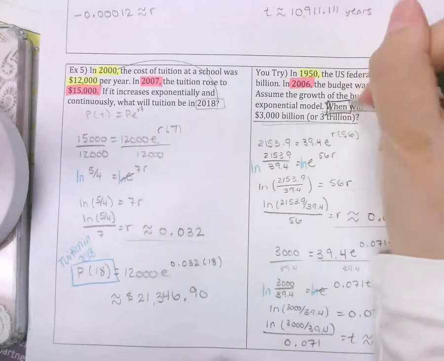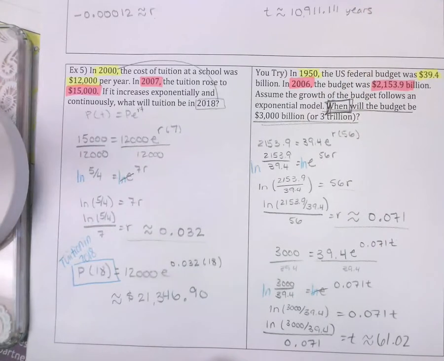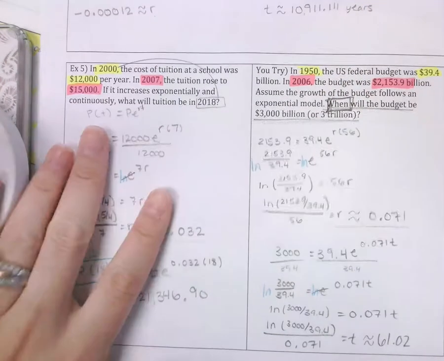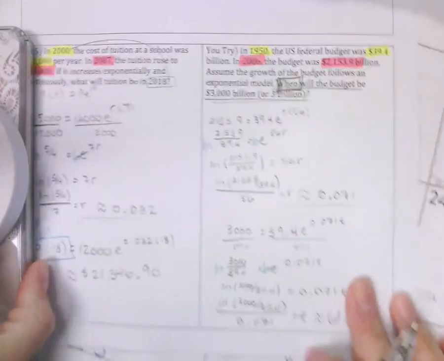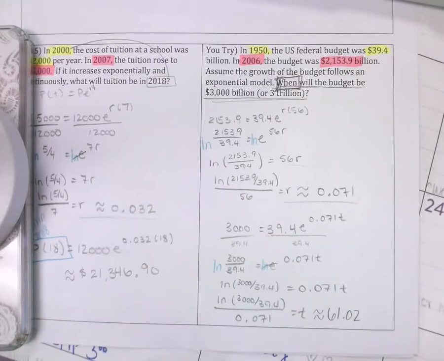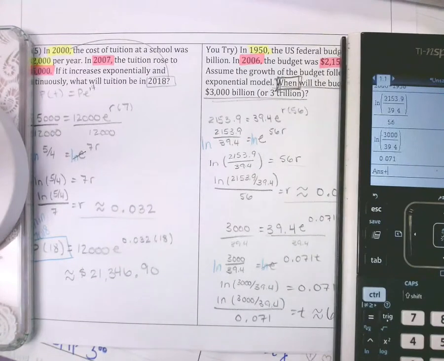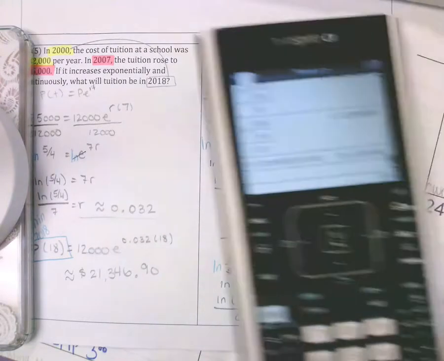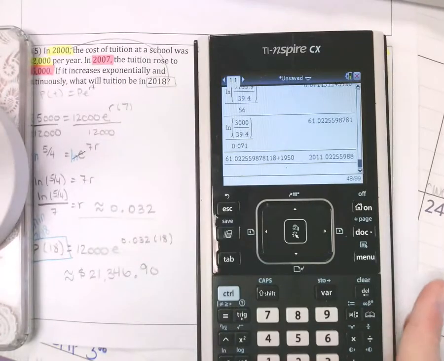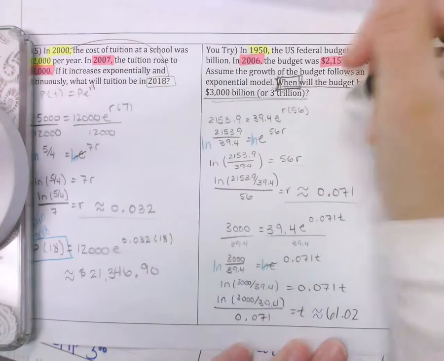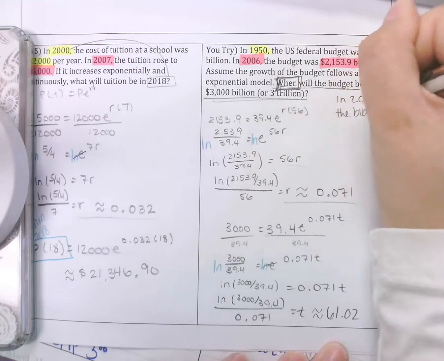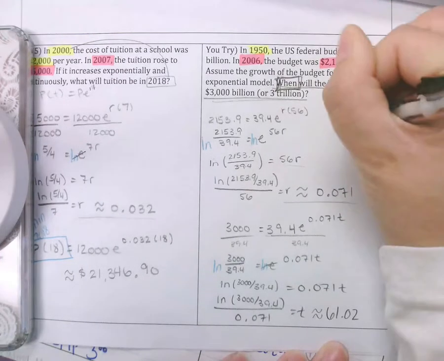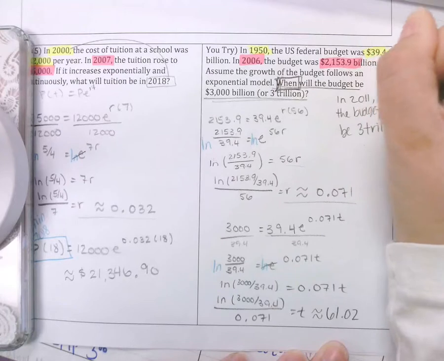Because it says when, I want to actually answer when. So if we get 61 years, I'm gonna add that back on to 1950. And so that gives me the year 2011. So in 2011, the budget will be $3 trillion.